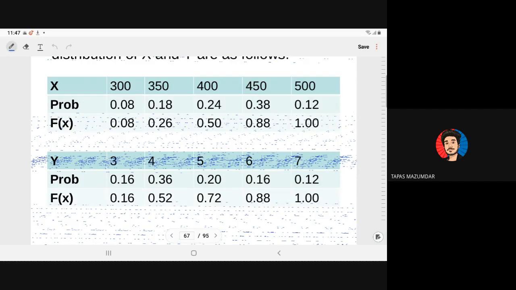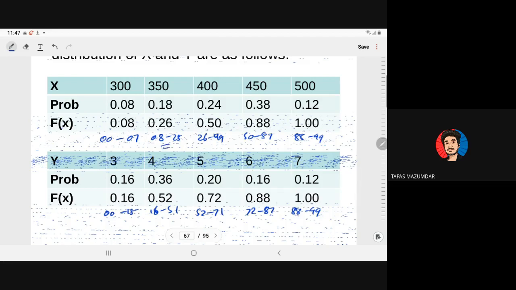there I have written, it is not saved. So it is 00 to 07, 08 to 25, 26 to 49, 50 to 87, and 88 to 99. Here we have 00 to 15, 16 to 51, 52 to 71, 72 to 87, 88 to 99. So 0.11 lies between here.